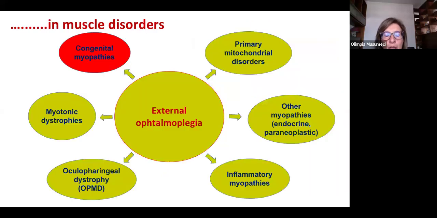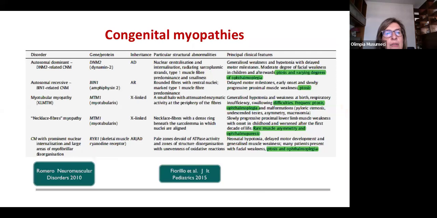Another condition among hereditary myopathies are the congenital myopathies. These conditions, as we know, are characterized by an early onset with some dysmorphic features. And as you can see in two of these papers that reviewed the clinical features of congenital myopathies, ophthalmoplegia is either present in different types of congenital myopathy due to variants in different genes.